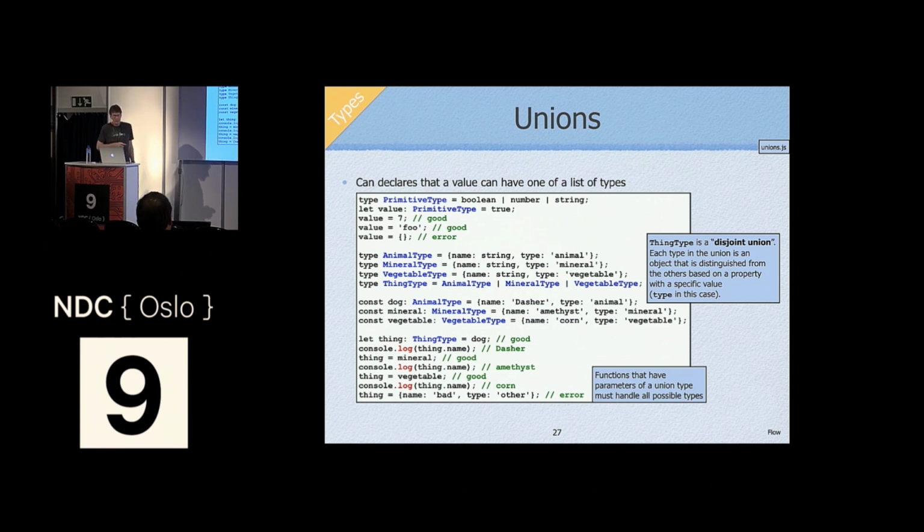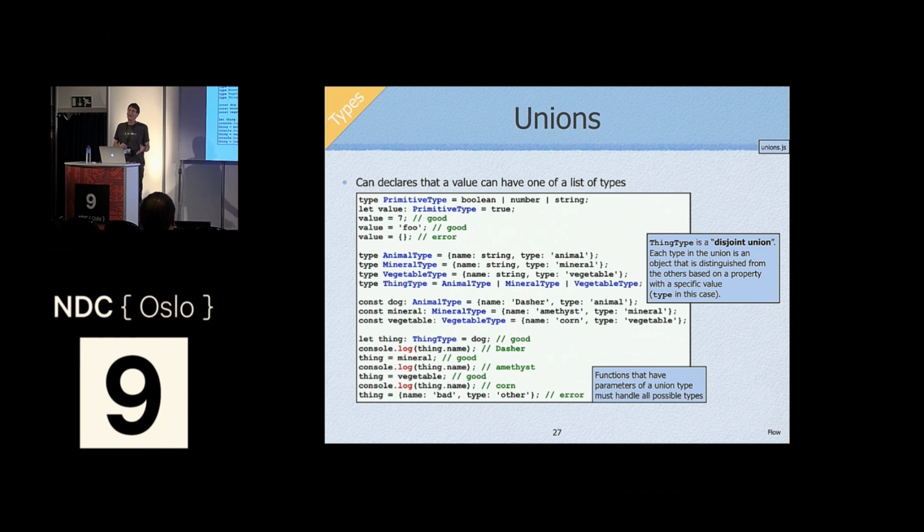Then this next example is one where I'm going to use a literal value for a type. And this is called a disjoint union. So I have an animal type, and I want to say that every animal has a name, plus it has a type property, but it's always set to animal. And then I have a mineral type, which is similar. It has a name, but its type property is set to mineral. And likewise for vegetable.